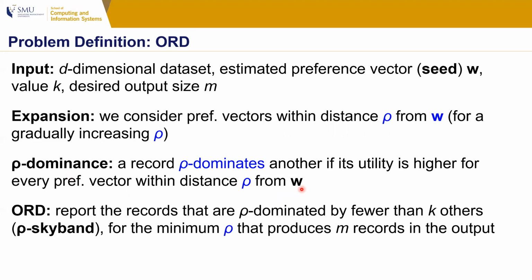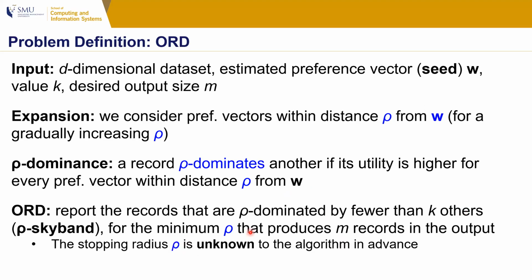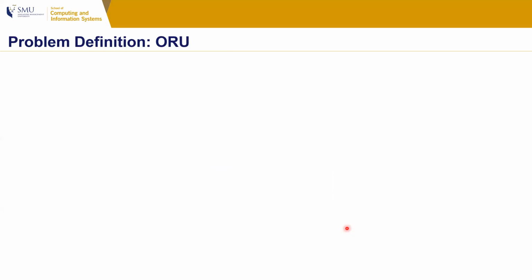It outputs the rho skyband, meaning those records that are rho-dominated by fewer than K others, for the minimum rho that produces M records in the output. Two important notes here. First of all, this stopping radius rho, this minimum rho required to produce M records in the output, is unknown to our algorithm in advance. Second, the user and the application do not need to be bothered with the value of this rho. The only thing that the user or application needs to specify is how many records they need in the output.